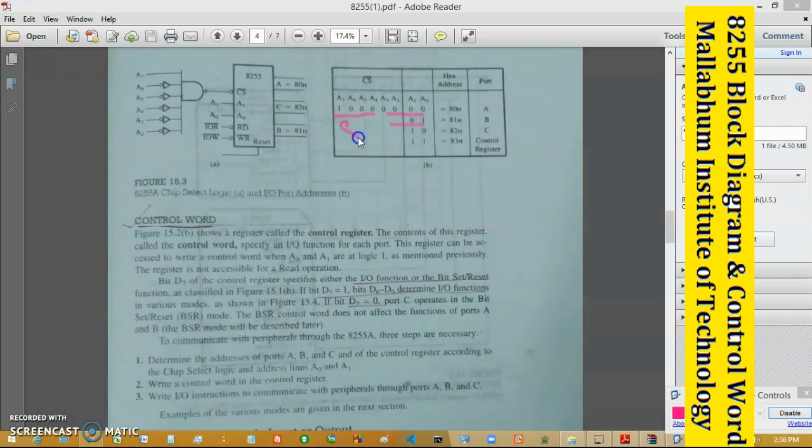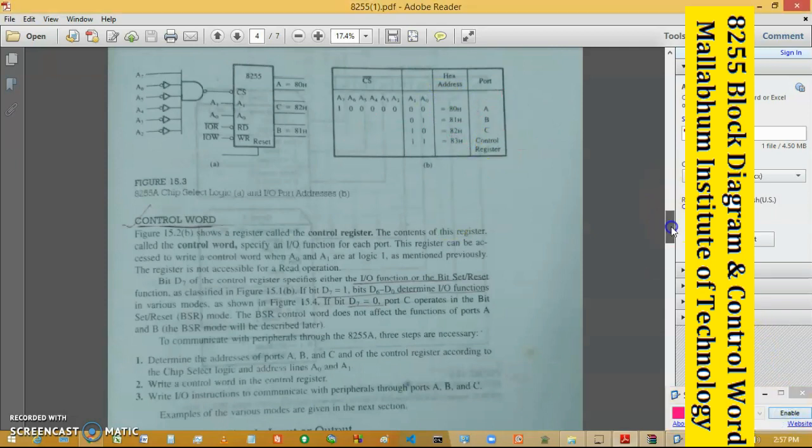So this is 8 and this is 0: 80, 81, 82 and 83. These are the port addresses of the 8255. Here we are only concerned with A, B and C. So I have to remember 80, 81, 82 and 83, the port addresses of A, B, C and control register.